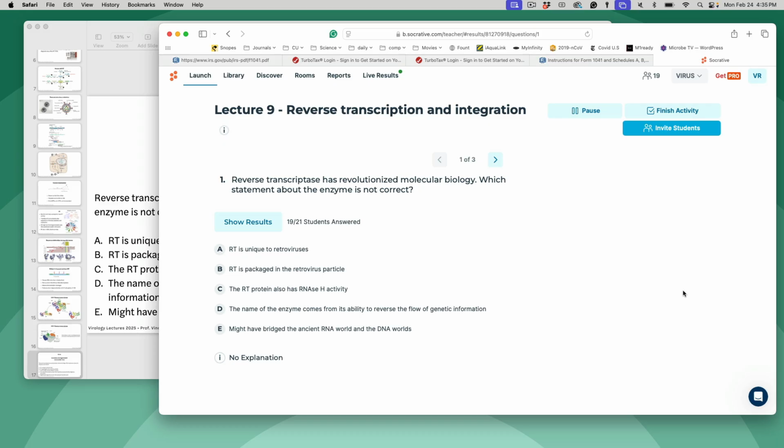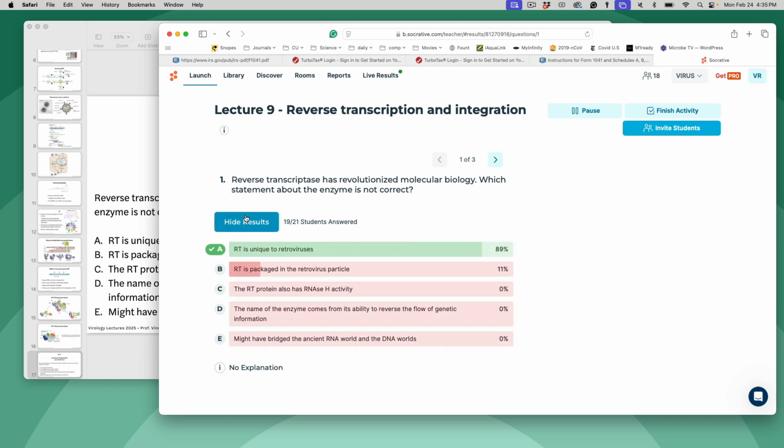Okay, Mark Martin, which one is wrong? A. Oh, I shouldn't have said that. That's so nobody else would know. Yes, A is wrong. Let's see. Most of you got A. RT is unique to retroviruses. Of course, it's not. It's packaged in the particle. That's correct. So that's the only other one that people picked. But just 2 people, because 22 of you answered.